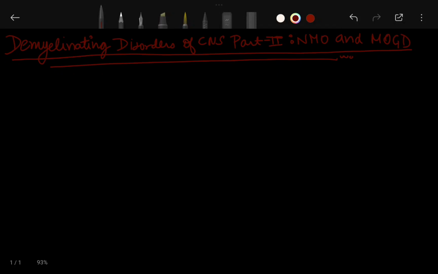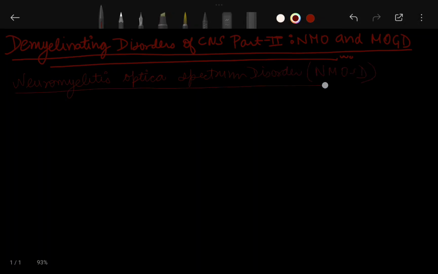Now, the next topic is demyelinating disorders of CNS, part 2, NMO and MOGD. In this, neuromyelitis optica spectrum disorder. Now, what is this? Neuromyelitis optica spectrum disorder.